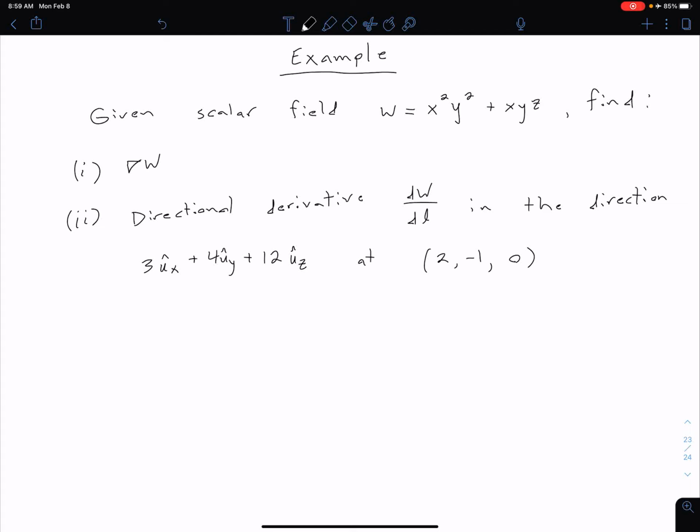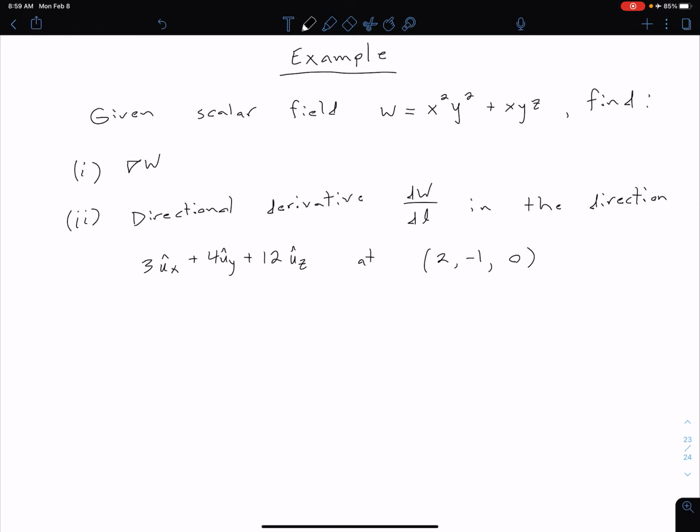Let's now take a look at an example. So we're given some scalar field w, which is equal to x squared times y squared plus xyz. Notice there's no unit vectors, no directions in that. That's why we say it's a scalar field. And so we want to find two things.